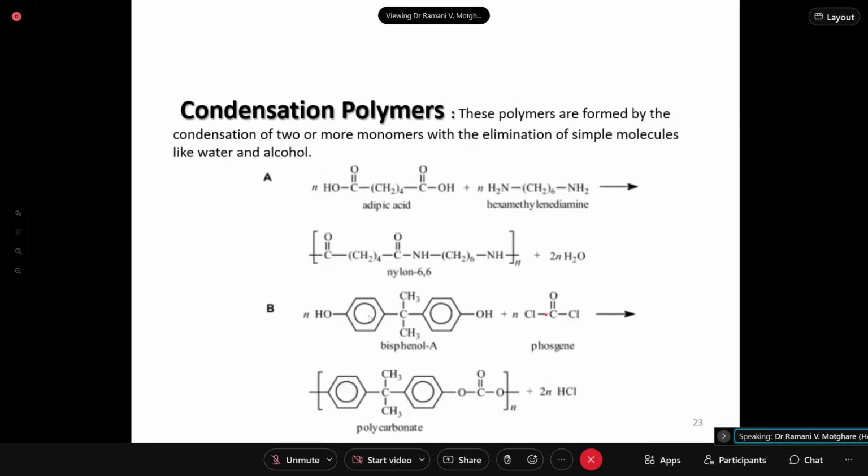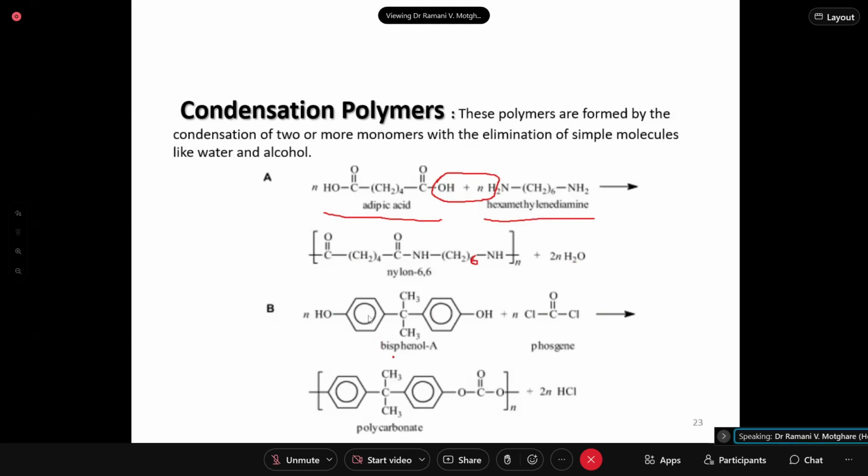Okay. Then condensation polymer, as I told you, this is a very good example. You have adipic acid and hexamethylene diamine. So this removes one H2O molecule. A small molecule like H2O is removed, and you get formation of CONH, a peptide linkage. So this is nylon 6,6 because 6 carbon on this side and 6 carbon are here. So this is nylon 6,6, and you know the application of nylon 6,6.